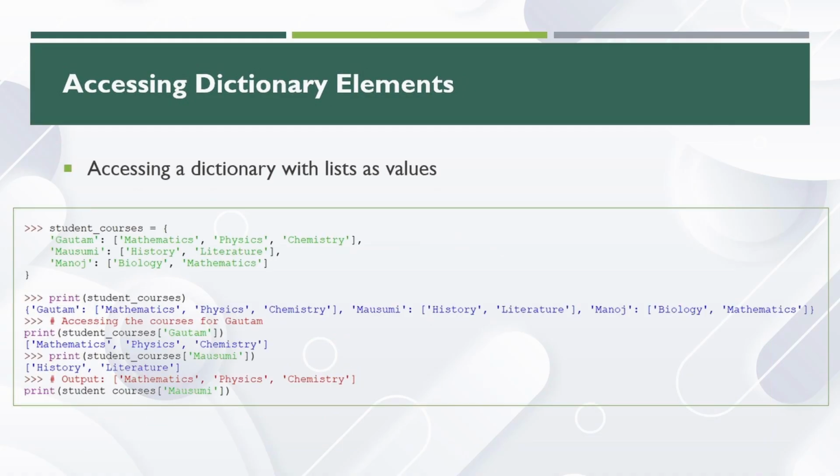Accessing a dictionary with lists as values. When dictionary values are lists, we can access individual list elements using standard indexing.